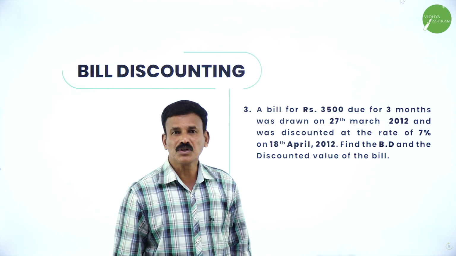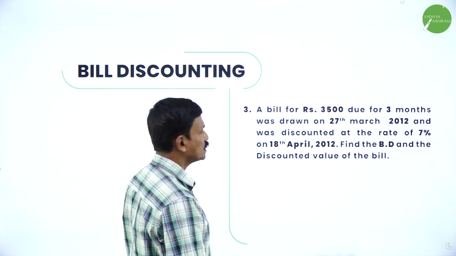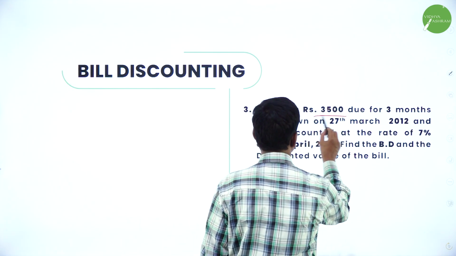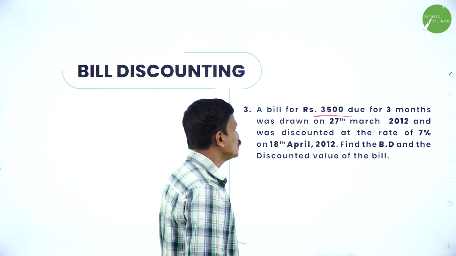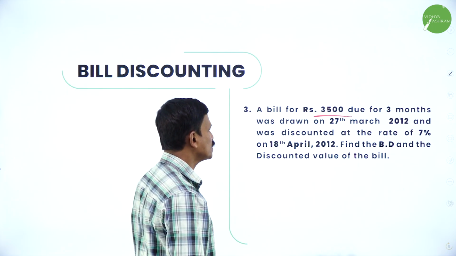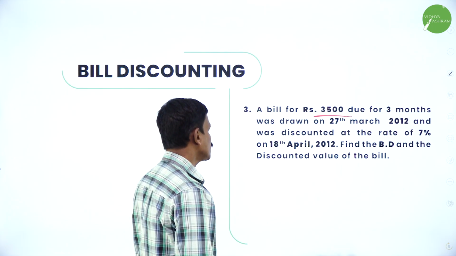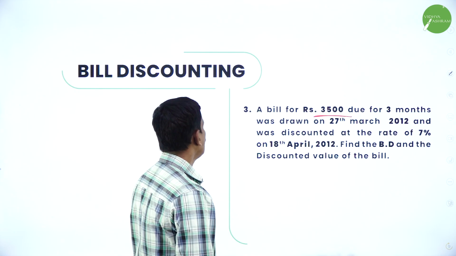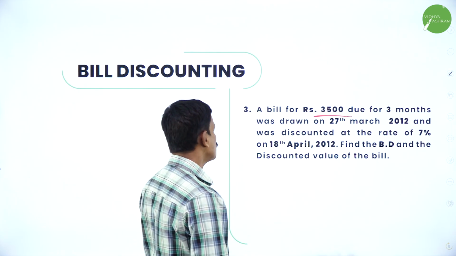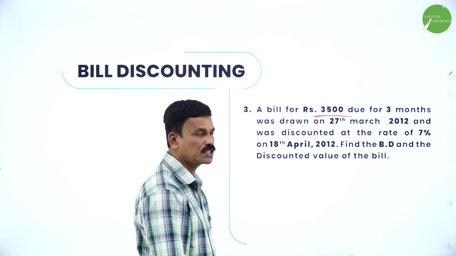Now, let us move on to the next problem. This is a very important problem for 3 marks. A bill for rupees 3,500 due for 3 months was drawn on 27th March 2012 and was discounted at the rate of 7% on 18th April 2012. Find the BD, banker's discount, and the discounted value DV is to be determined.